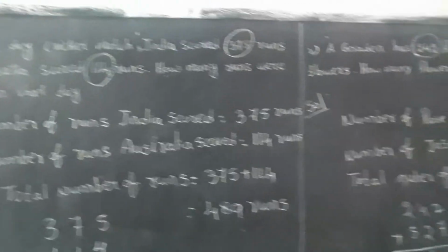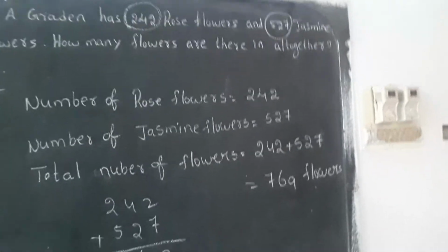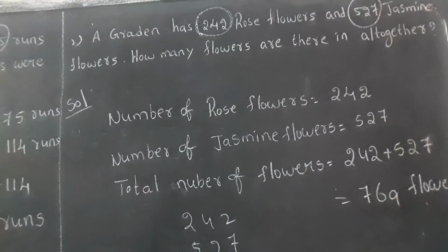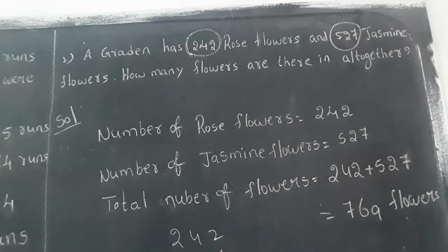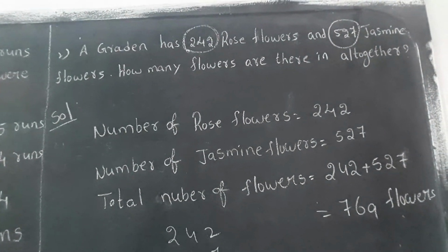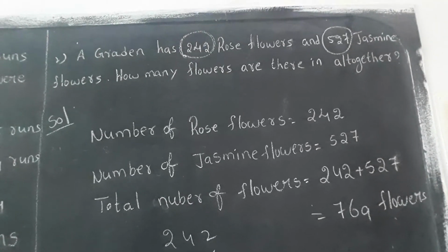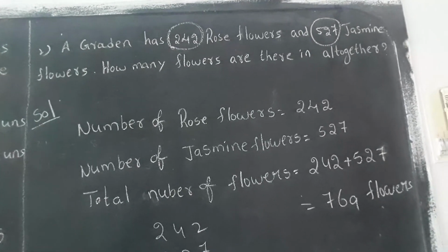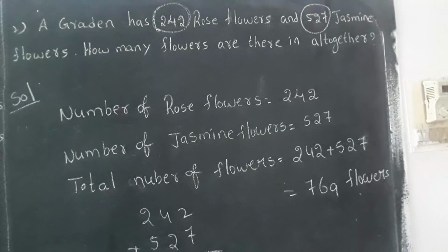Now we can go to the second story sum. This story sum is about flowers in a garden. Rose flowers are there and jasmine flowers are there in the garden. Now what is asked? The total number of flowers in the garden. So what do we have to do?